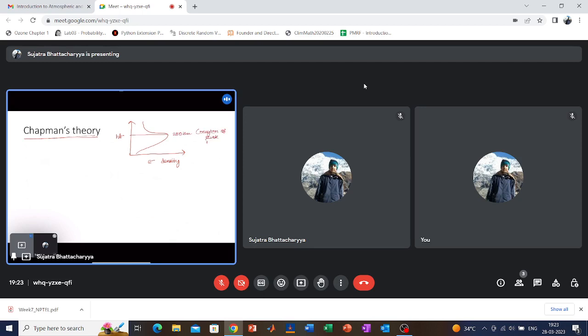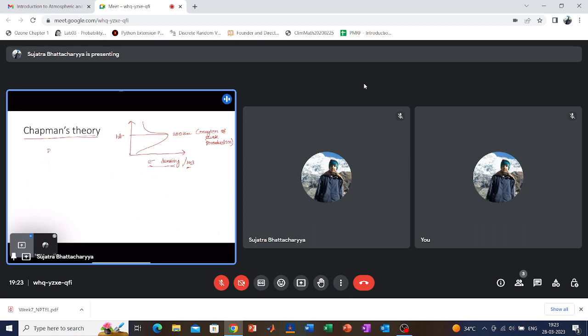Peak production. So why this? Conceptually, any density, electron density or number density, which is per meter cube, follows the same curve as the pressure and the density.